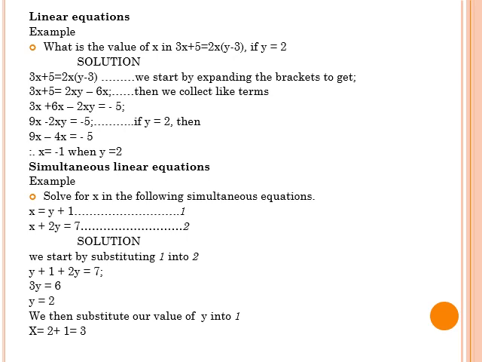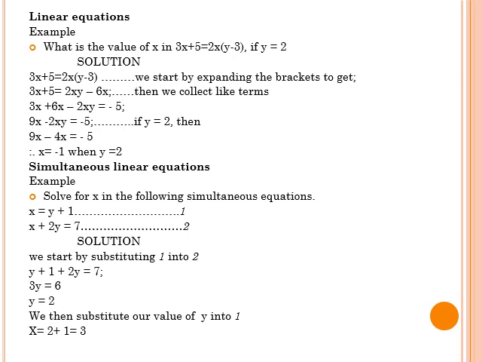So when we divide both sides by 5, we get x is equal to minus 1 when y is equal to 2. That means when the value of y is 2, for this equation, x is equal to minus 1. We move to simultaneous linear equations.